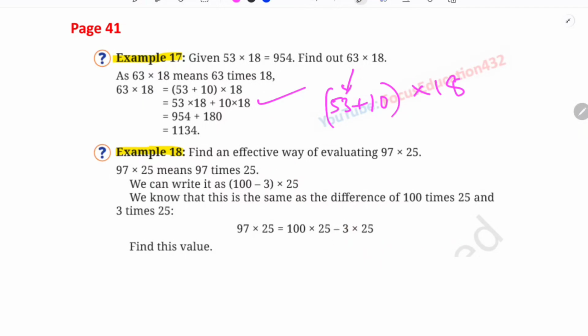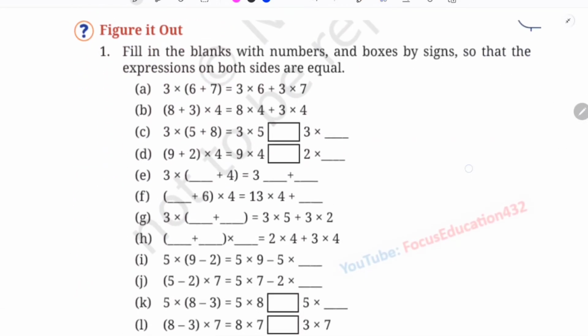Same as the last three examples, so easily we can calculate this one. So 100 multiplied by 25 is how much? 2500. Right? Because 25 ones are 25 and 2 zeros, minus 75. So this is equal to how much? 2425. So easily we can calculate by using the distributive property.